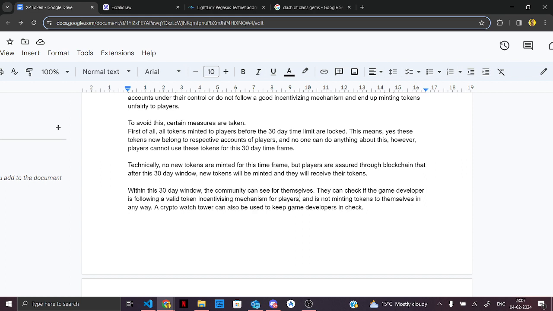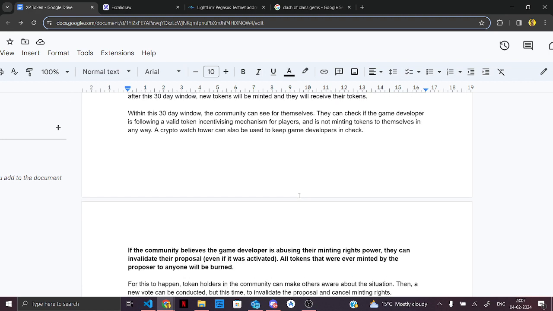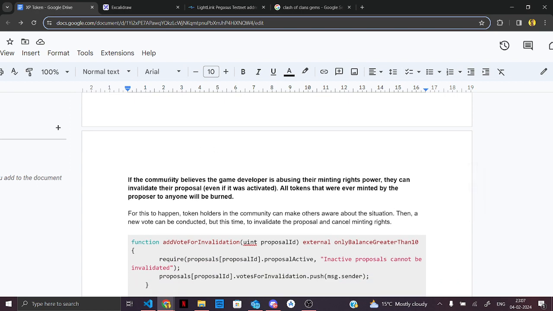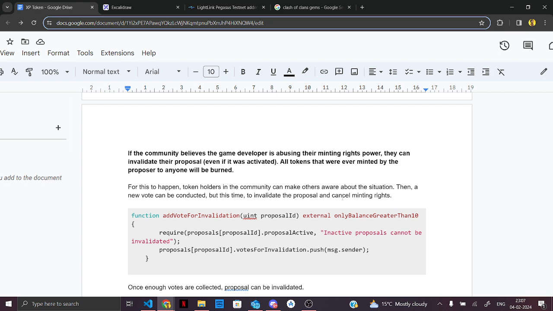As I told, a proposal is only active for 30 days. So, as long as the proposer has minting rights, any token which they have minted is not actually minted, not actually introduced in the ecosystem, but an assurance that these tokens will be minted. And within this 30-day window, the community can see for themselves. They can check if the game developer is following a valid token incentive mechanism and not minting. And even a crypto watchtower, if you know what a watchtower is, can also be used to keep the game developers in check. If the community believes that the game developer is abusing their minting rights power, they can democratically invalidate their proposal. And all tokens which were ever minted by the proposal to anyone will be burned.